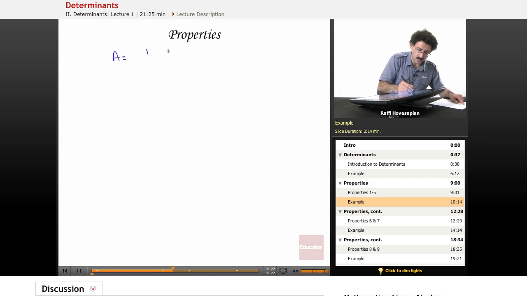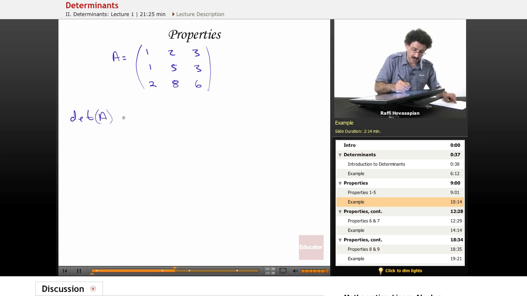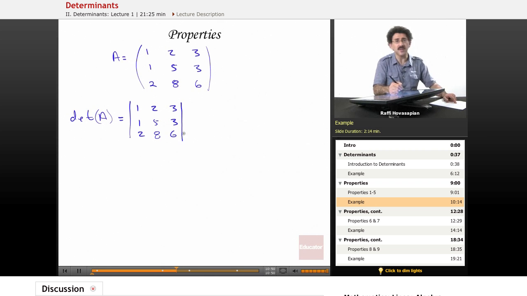We'll let A equal 1, 2, 3, 1, 5, 3, and 2, 8, 6. Okay, we want to find the determinant of A. In this case, I'm actually going to write it with this symbol, and you'll see why in a minute. So I'm going to rewrite it. 1, 2, 3, 1, 5, 3, 2, 8, 6. In this case, using some of the properties, particularly the one where we say if we multiply by a particular constant, I'm going to use something that's going to be akin to factoring out that you're used to from algebra. That's why I use this. I want you to see all of the entries.